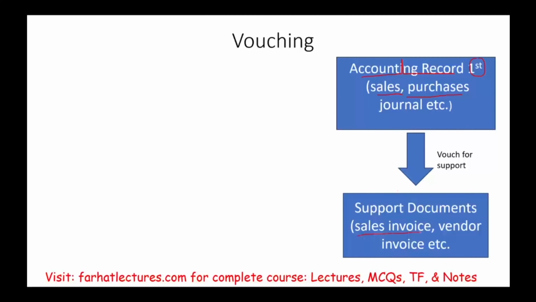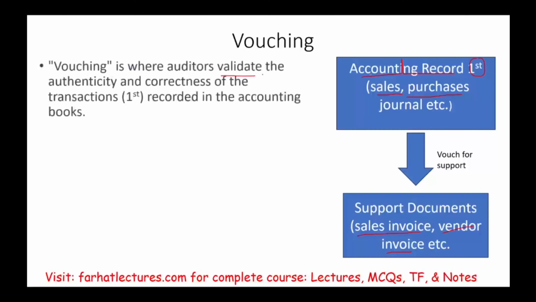Like you would look at sales invoices, shipping documents, sales orders, and so on. If you're looking at purchases, vendor invoice, receiving report, and so on. So vouching is starting with the record in the accounting books, and vouching for support. Vouching is where the auditor validates the authenticity and correctness of the transaction recorded in the accounting books. It's already recorded. All you're looking for is the support, the source document. This is what vouching is.